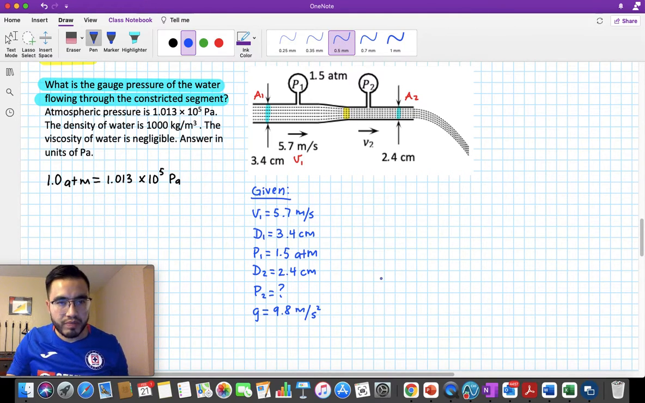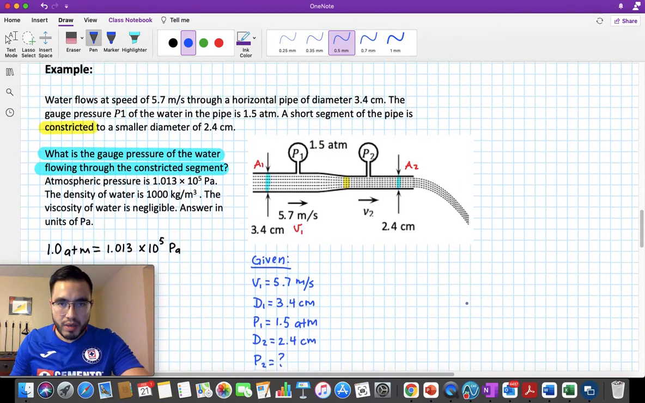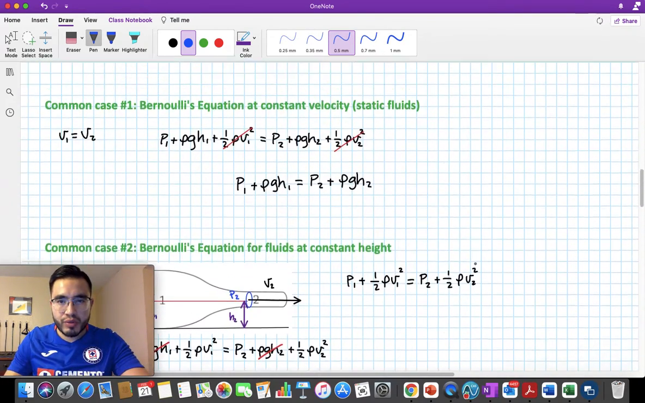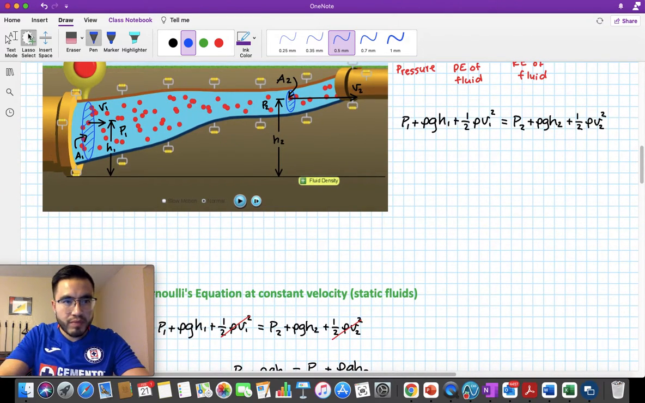It is very important. We know the density of the water. This is water flowing through the entire pipe, so it's not changing. It's non-viscous, incompressible. So density equals 1,000 kilograms per meter cubed. That is all we know. And I'm going to copy Bernoulli's equation.